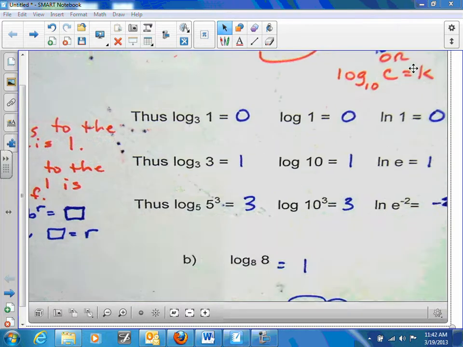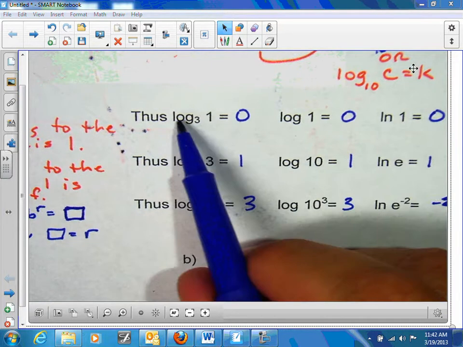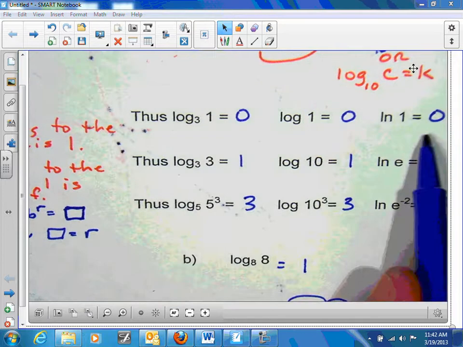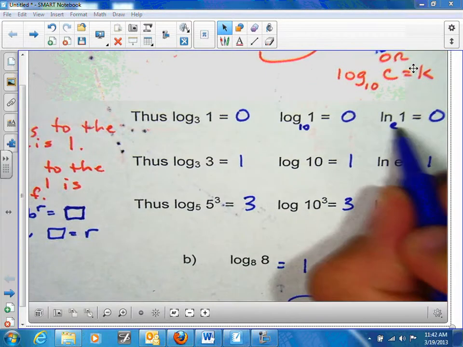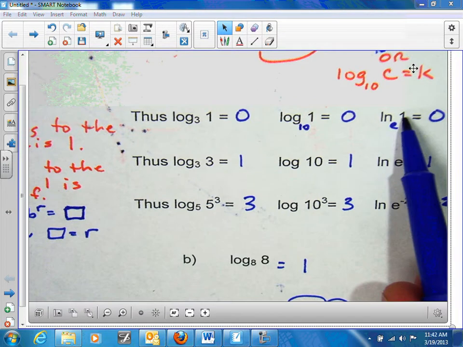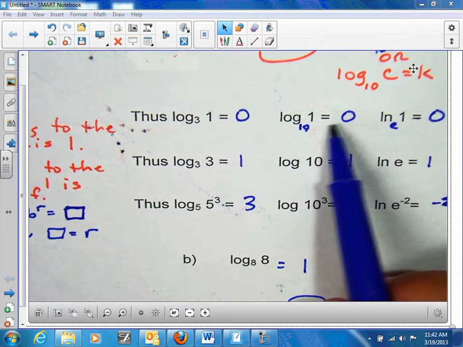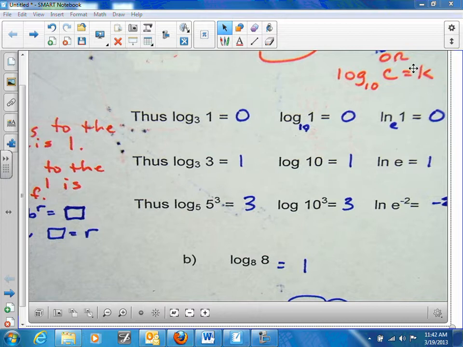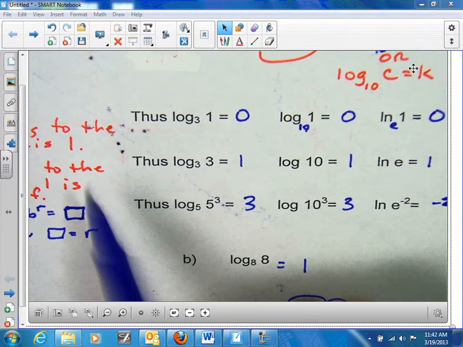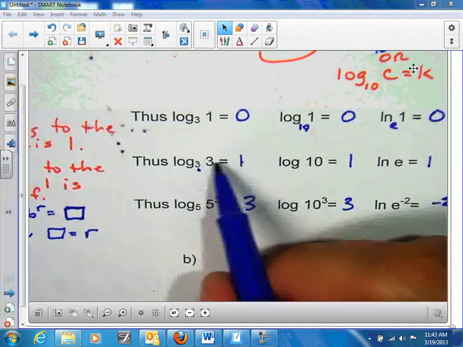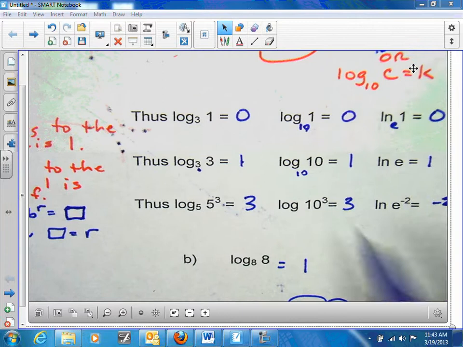With knowing that, let's move over here. If I have log base 3 of 1, whatever the base is, it doesn't matter. If it's log of 1, it's always 0. This could be base 10, natural log, or base 3. Log base 10 of 1 always equals 0 because anything to the 0 power is 1. Now this is the same concept as we just learned. 3 to the power of 1 is 3. 10 to the power of 1 is 10. E to the power of 1 is e.